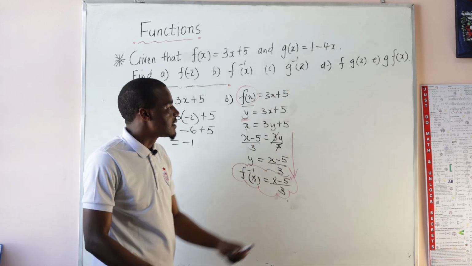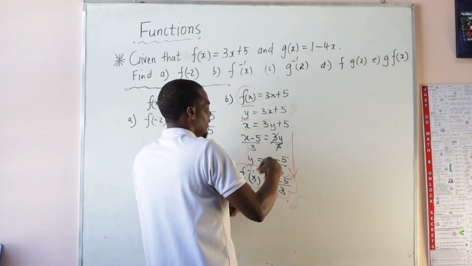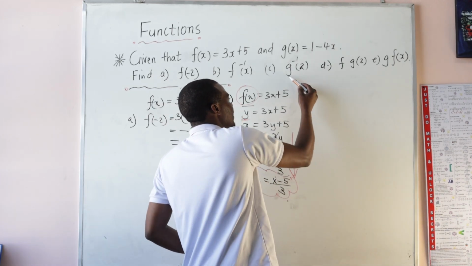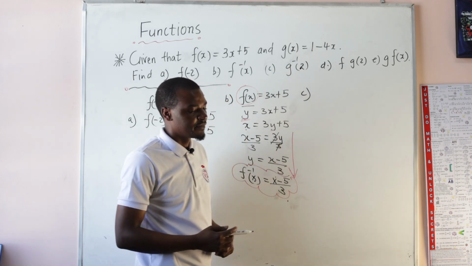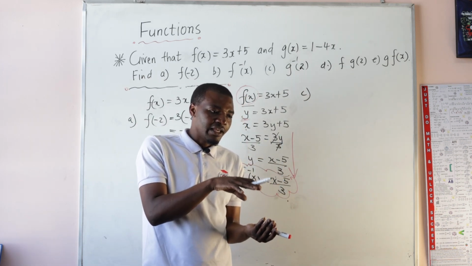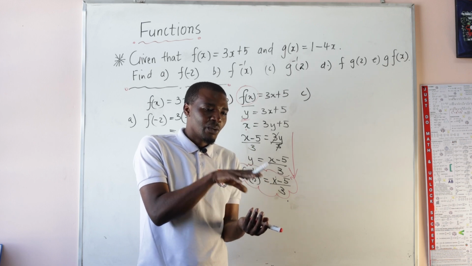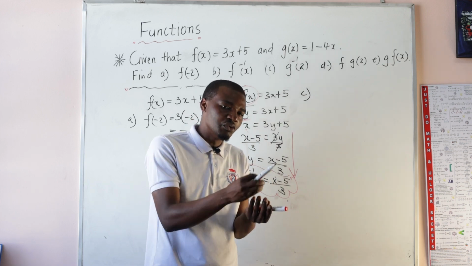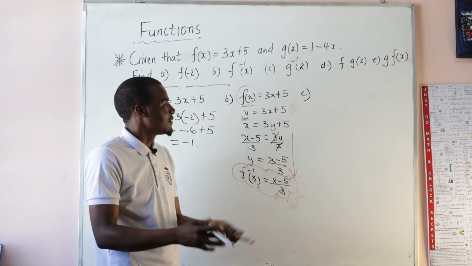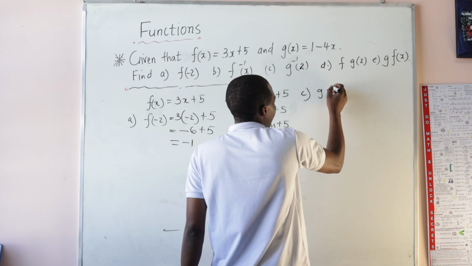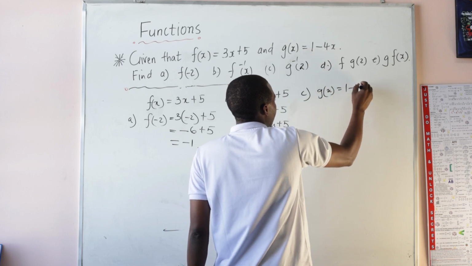Let's quickly move on to part C. On part C, let me just quickly read it. It's the inverse of g of 2. So we want to undo what g of x has done and get the function of the inverse. Once we have the function of that inverse, we then need to substitute 2 into it. Quite crazy. But who is g of x? Let's write down g of x first. So g of x is equivalent to 1 minus 4x.